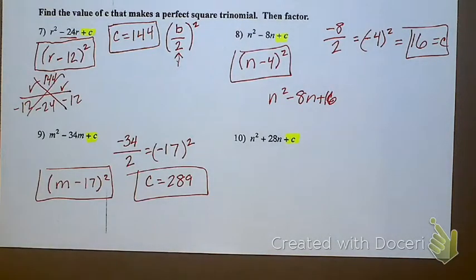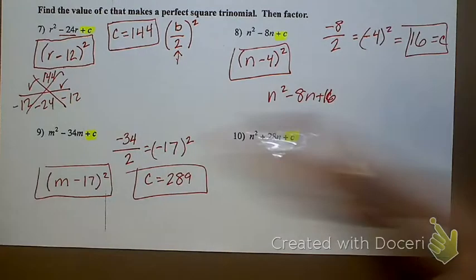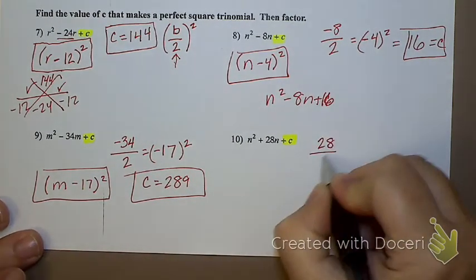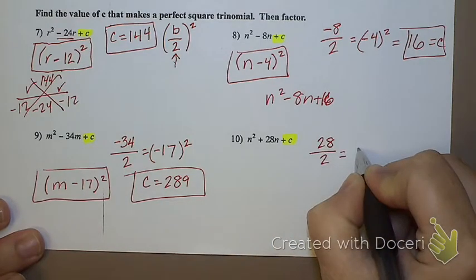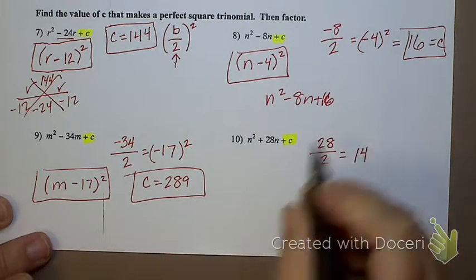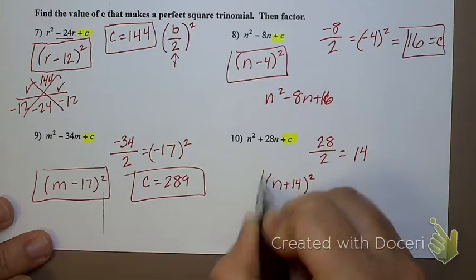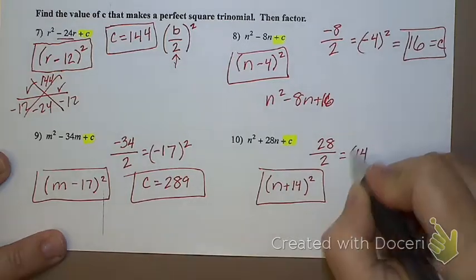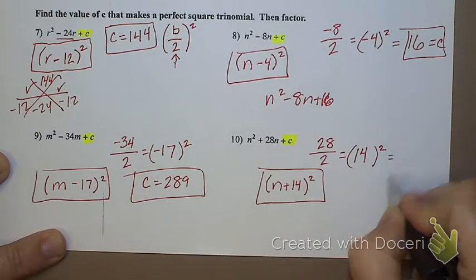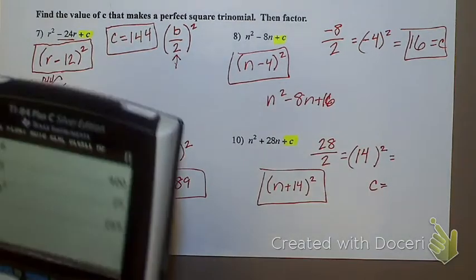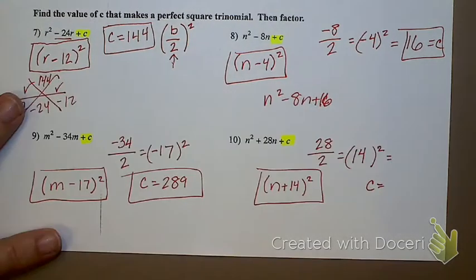Is that it? I'm so confused on the bottom. All right. Wait, yes, I think 28 divided by 2 is what? 7. Oh, no, 14. So I have n plus 14 squared. And then when I square the 14, that means that C is equal to 14 squared, which is 196.